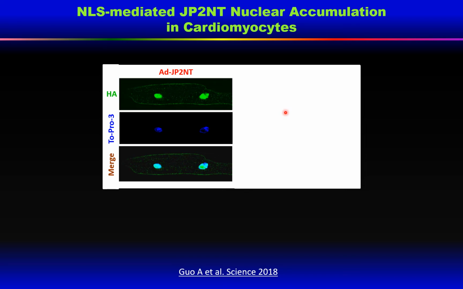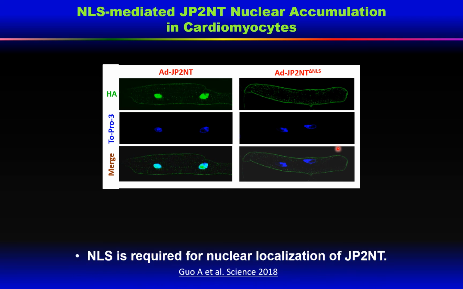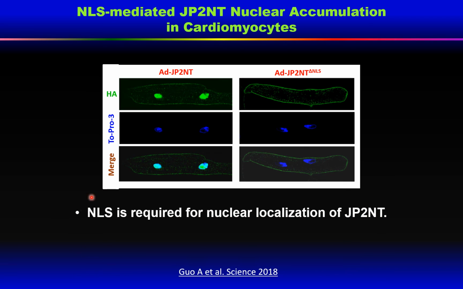This is also true in cardiomyocytes. In adult cardiomyocytes transfected with adenovirus carrying JP2NT, we found JP2NT was predominantly expressed in nuclei. And the deletion of this nuclear localization sequence, NLS, abolished the nuclear localization of JP2NT, suggesting that this nuclear localization sequence is required for JP2NT nuclear localization.